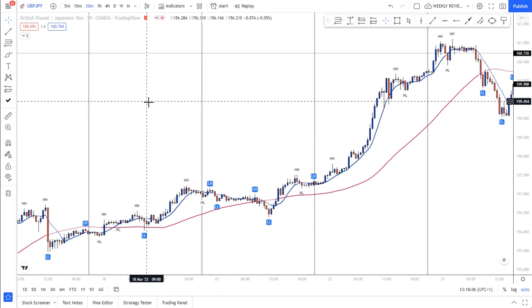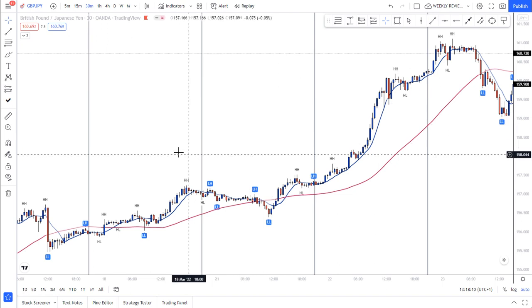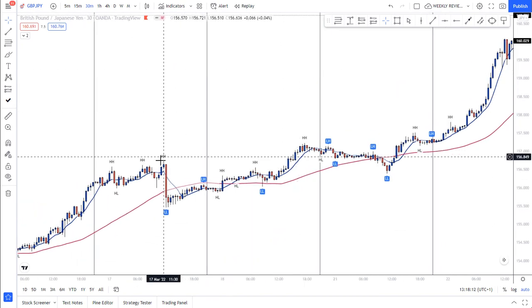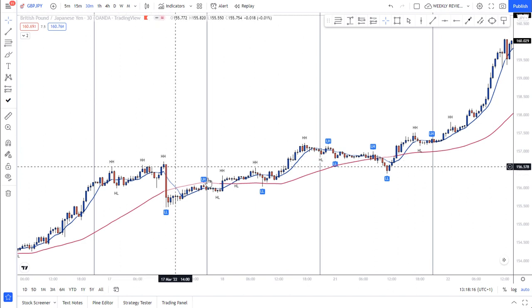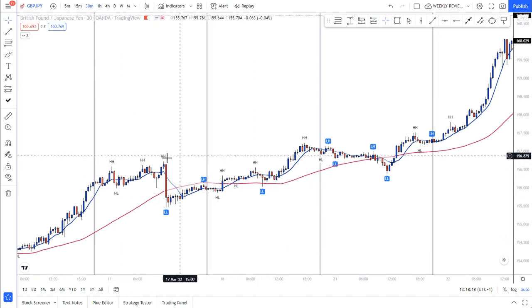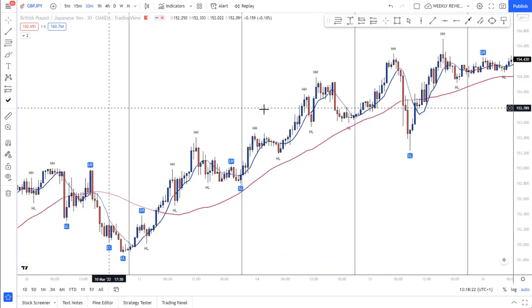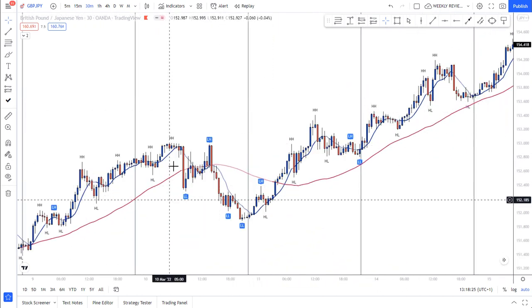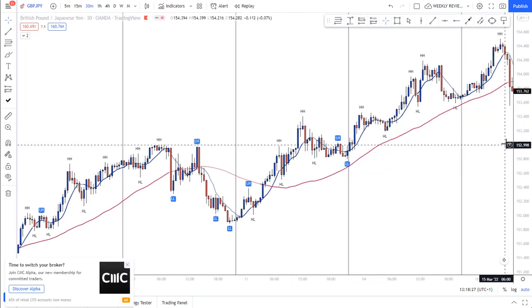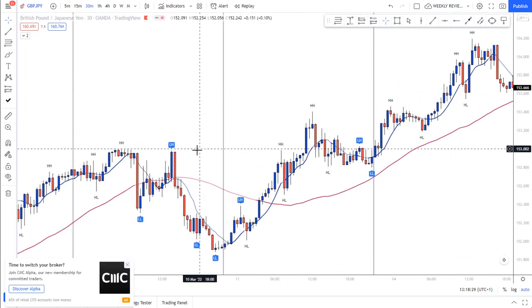Right, let's get started. Trend lines and support and resistance zones. I'm going to start off with some trend lines and show you how I draw them in conjunction with this higher high, lower low indicator that's on the chart here. Let's just scroll back somewhat. Doesn't matter where really. Let's start around about here.